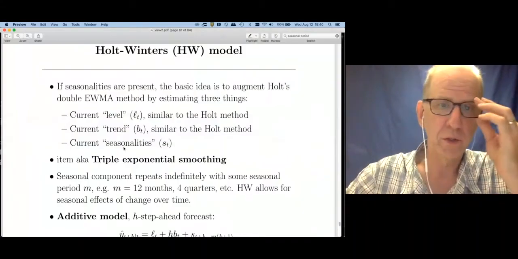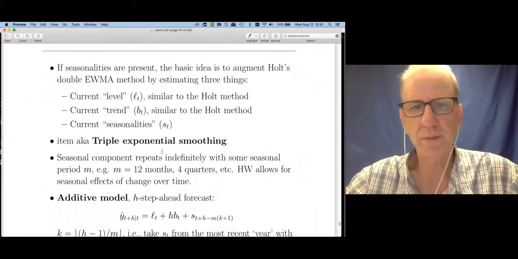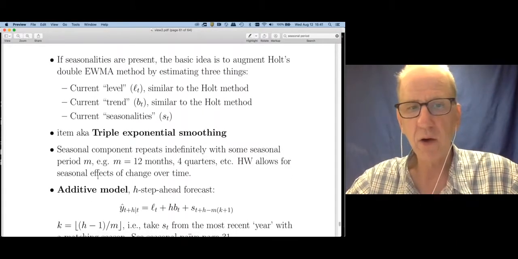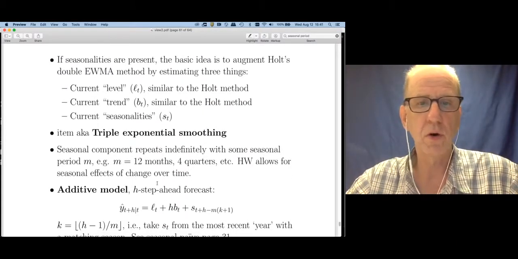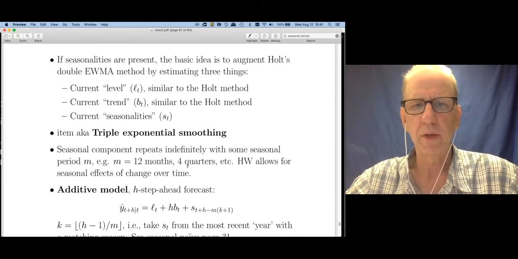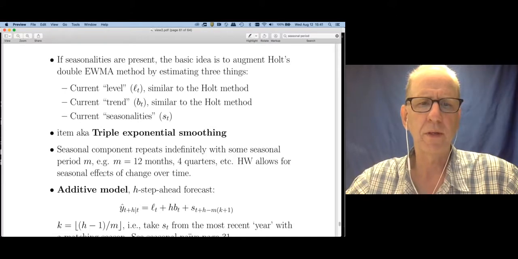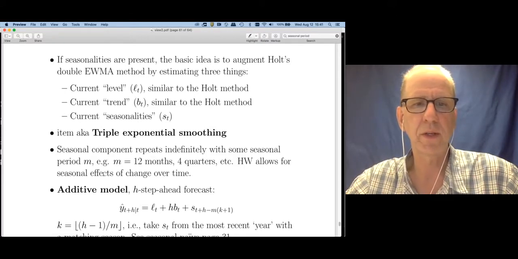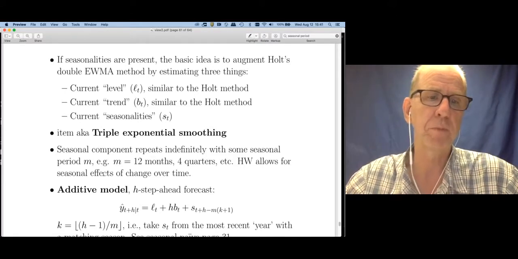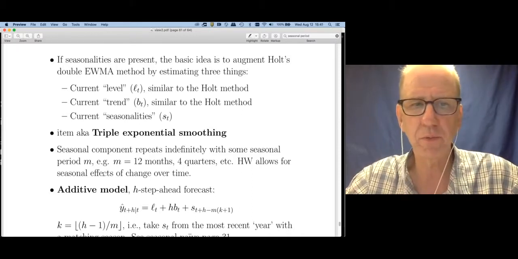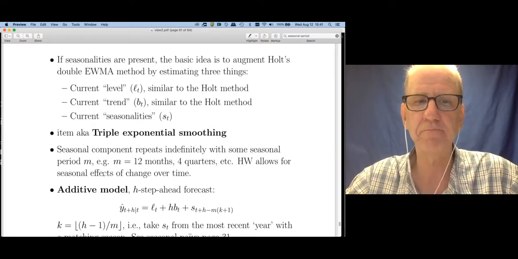So what we're going to do with the Holt Winters method is allow for this slope as well as the seasonal effect to change over time. The classic example of this could be something like electricity demand. Before air conditioning hit, there was less seasonal variation in electricity demand.